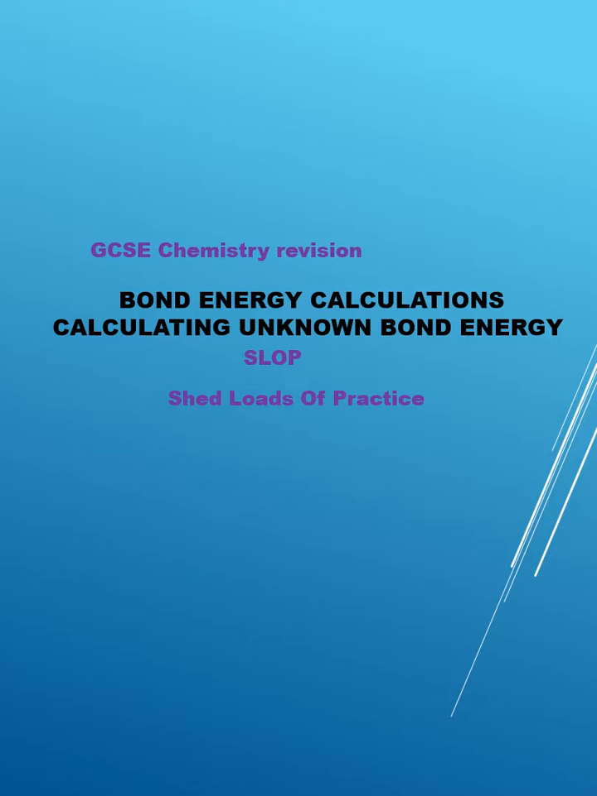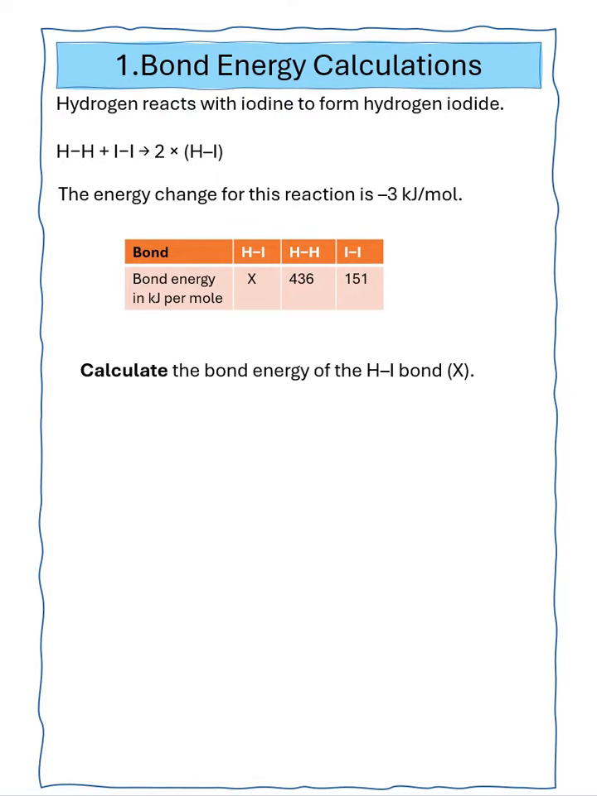The Shed Loads of Practice this time is on bond energy calculations, and we're calculating unknown bond energies. Let's dive straight in. Question 1 says calculate the bond energy of the hydrogen to iodine bond.